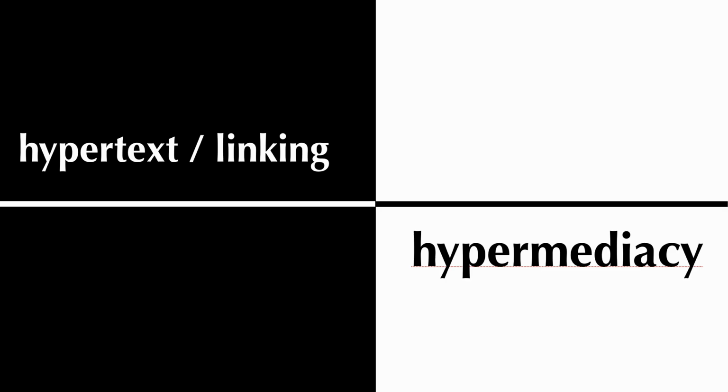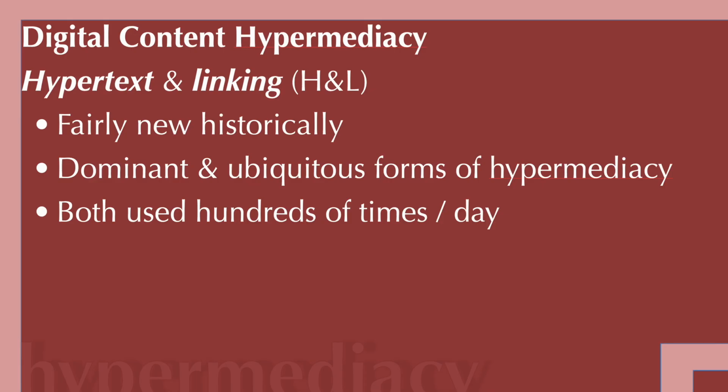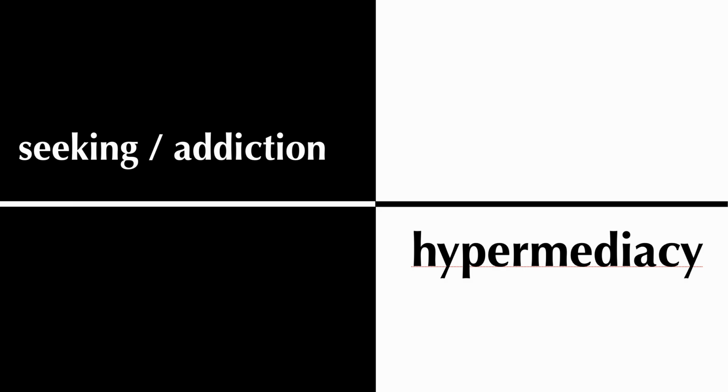I'm going to talk a little bit about hypertext and linking with regard to hypermediacy. Hypertext and linking are fairly new, historically, as a phenomenon. Obviously, before online life, and before CD-ROMs and other types of digital products, those weren't really actual things. Today, the dominant and ubiquitous form of hypermediacy is through hypertext and linking. Both of these things are used hundreds of times a day by a person, and depending on your usage, it can be thousands. All of this leads to ideas like seeking and interaction.